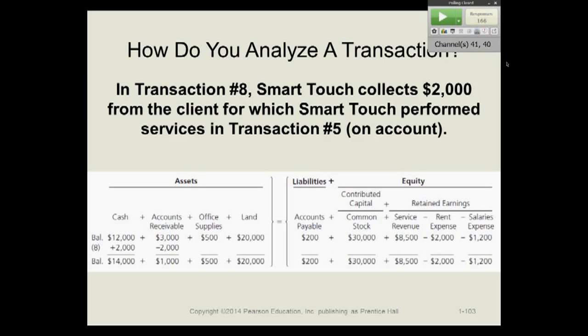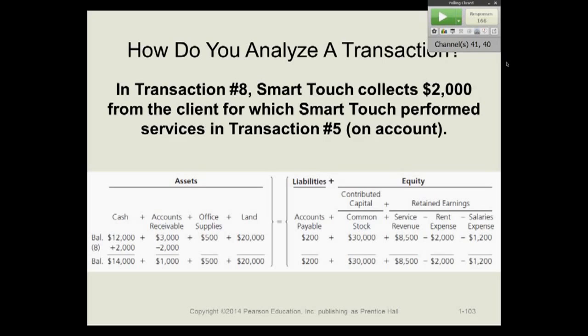The balance sheet still balances at $35.5. It's not revenue. The revenue was already recognized back here. You have to remember you recognized $3,000, I believe, in revenue on account, and now you're collecting $2,000 of it.